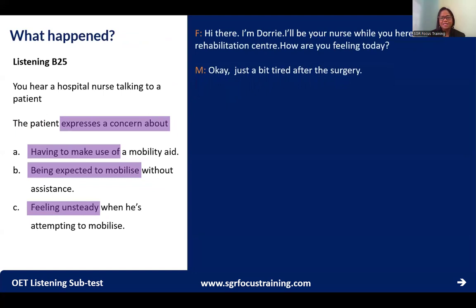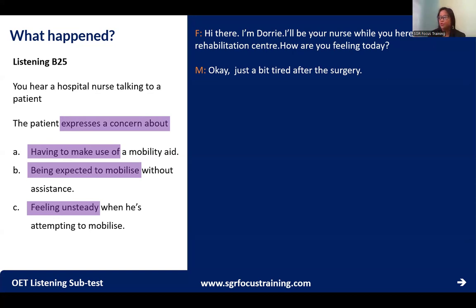So in our question and recording, we need to find out what is the concern of the patient. We've got option A, he is worried about using a mobility aid. In option B, he is worried about mobilizing without assistance. And in option C, he's worried about being unsteady whenever he is trying to move.